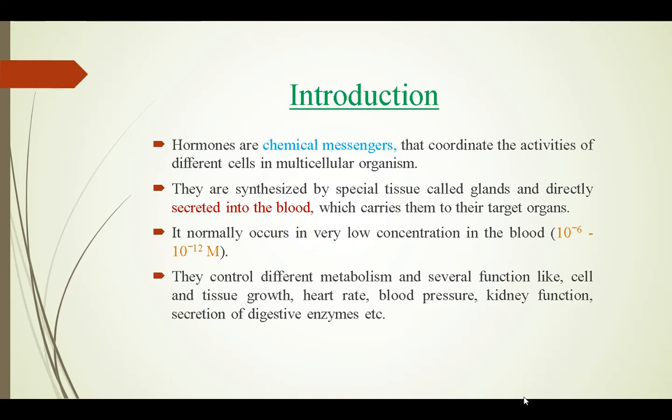Each hormone causes a response in a specific target organ or group of cells, rather than on the body as a whole. It normally occurs in very low concentration in the blood, 10 to the power -6 to 10 to the power -12 molar. These hormones regulate body growth, metabolism, sexual development, and several functions like cell and tissue growth, heart rate, blood pressure, kidney function, secretion of digestive enzymes, etc.